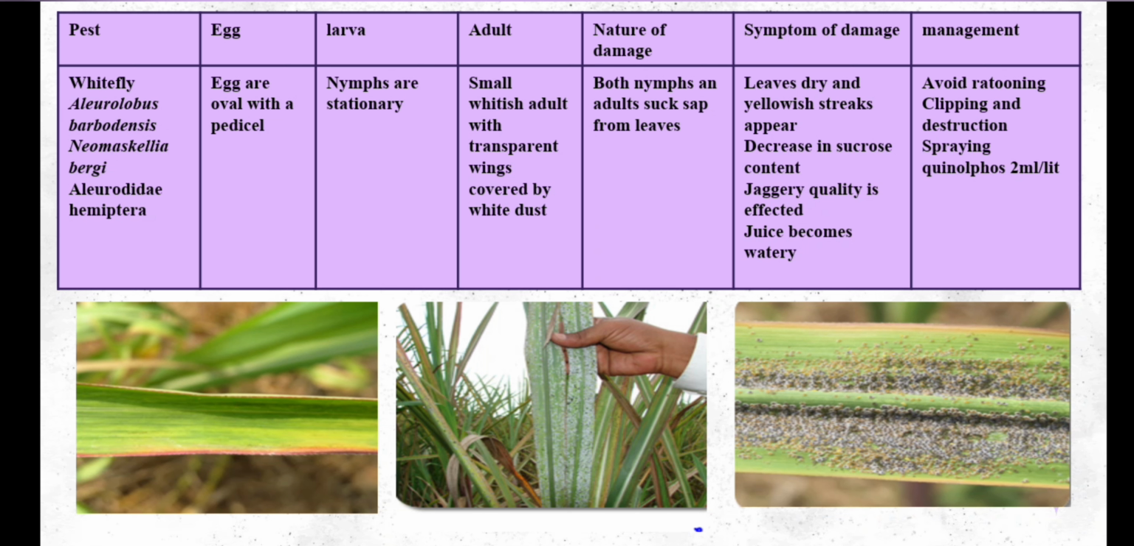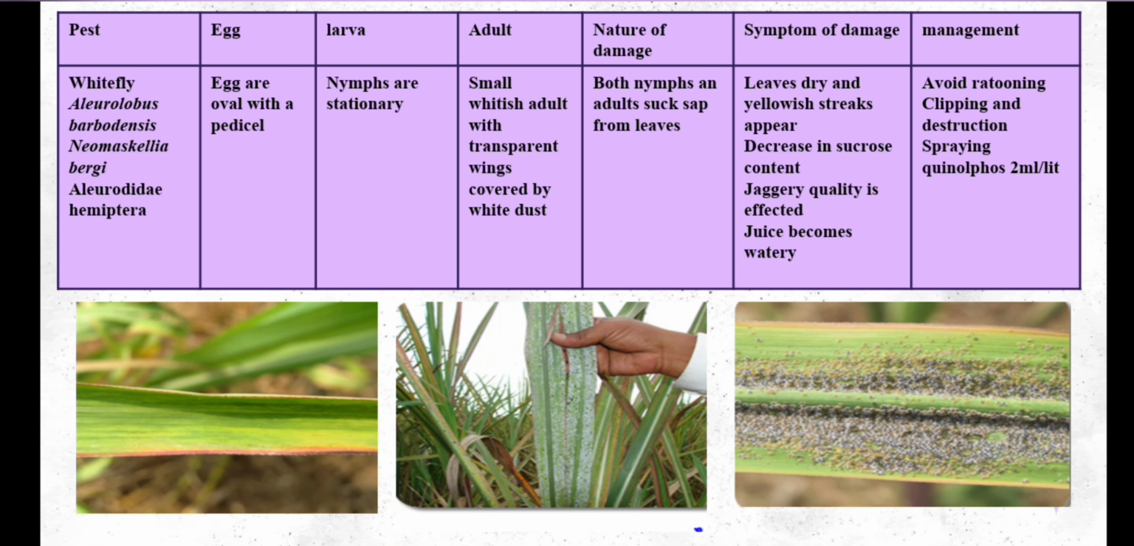Nature of damage. Both nymphs and adults will suck sap from the leaves. Symptom of damage: as a result, the leaves will dry and yellowish streaks you can see on the leaves. As these nymphs and adults are sucking sap, what will happen? The sucrose content will be reduced. Jaggery quality is also affected and juice will become very watery.